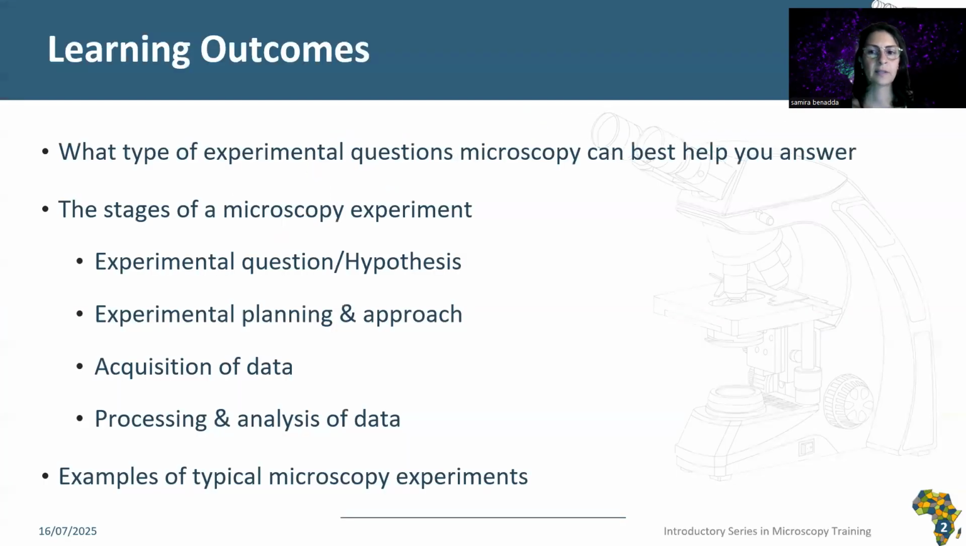In this presentation, the types of experimental questions which can be addressed with microscopy will be discussed. The different stages of a microscopy experiment will be repeatedly mentioned while showcasing examples of typical microscopy experiments. What type of experimental question can microscopy best help you answer? The stages of microscopy experiments: experimental question and hypothesis, planning the approach, acquisition of data, processing and analysis of data, and an example of a typical microscopy experiment.